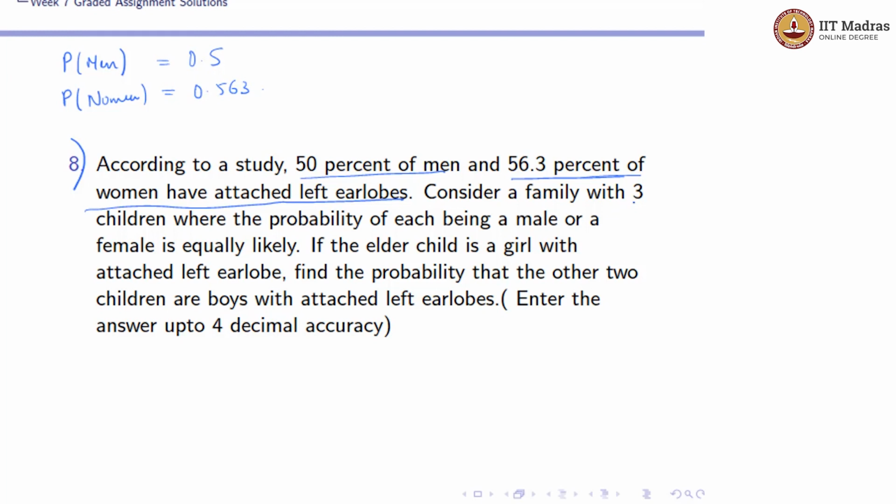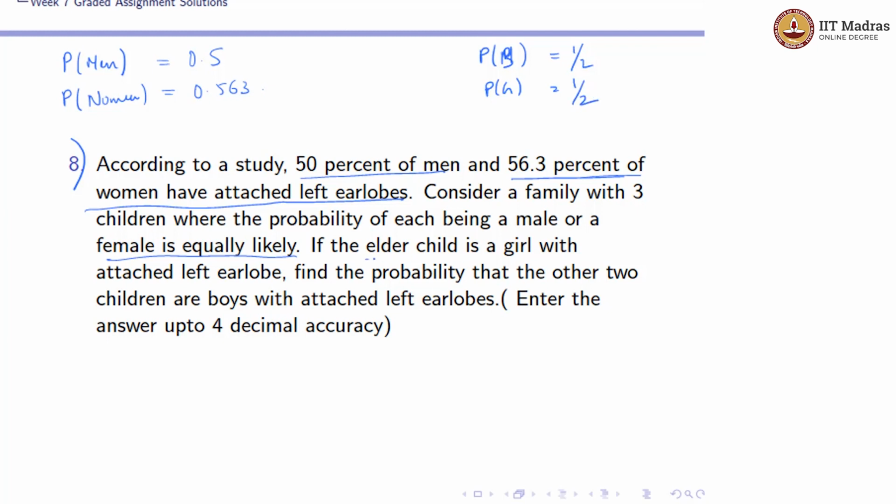Now consider a family with 3 children where each child is equally likely to be male or female. So if there are 3 children in a family, the probability that a child will be a boy or a girl is going to be half and half.